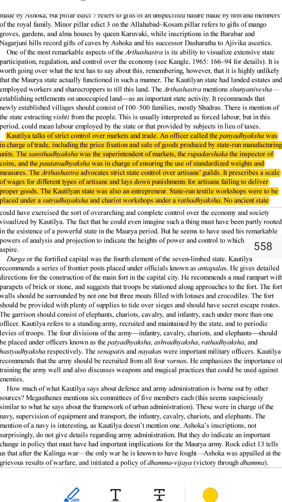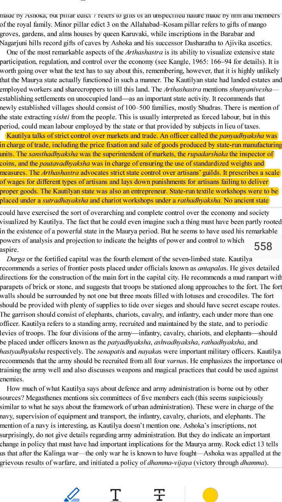5. Control over artisans, craftsmen, artisans' guilds. Kautilya believed the government should have control over the artisans' guilds. A guild is a group of workers who have the same skill, like carpenters, blacksmiths, or clothmakers. Wages for artisans. Kautilya set a scale of wages, which means he decided how much each type of artisan should be paid for their work.